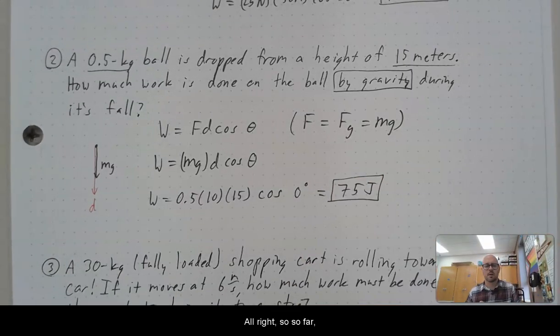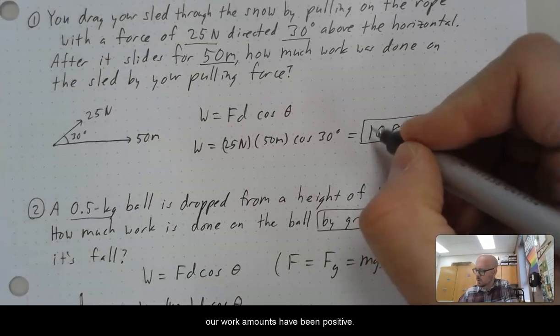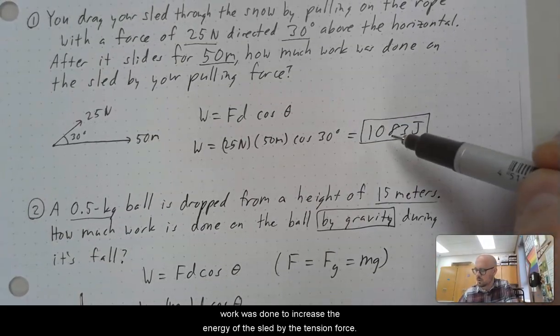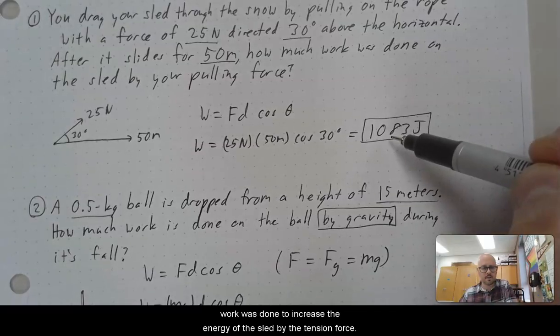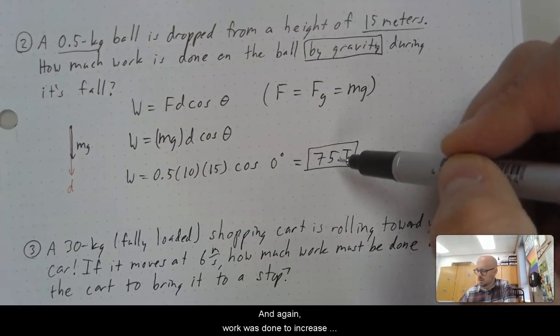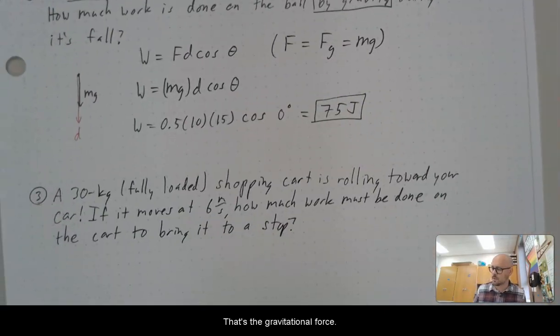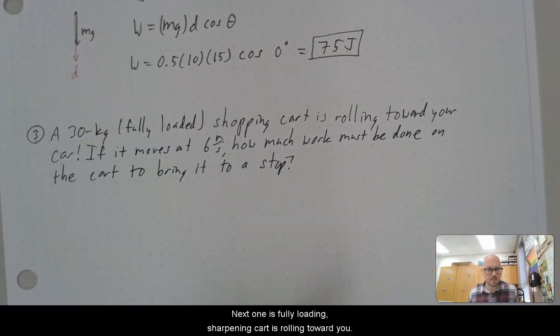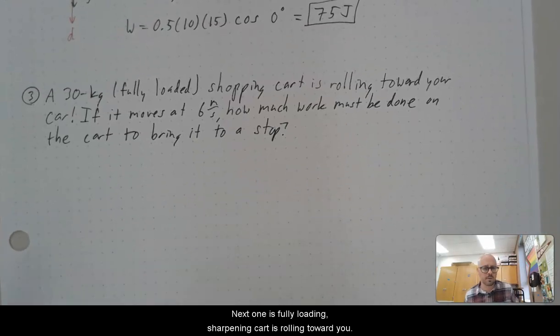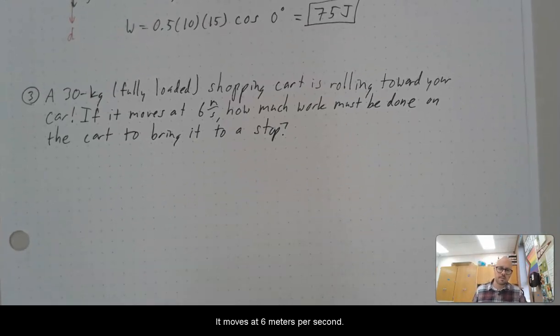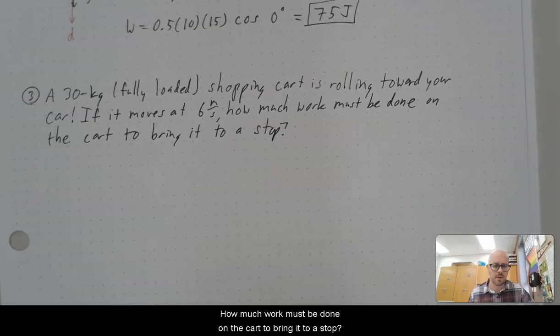All right, so so far, our work amounts have been positive. Like work was done to increase the energy of the sled by the tension force, and again, work was done to increase the energy of the ball. That's the gravitational force. Next one is a fully loaded shopping cart rolling toward you. It moves at 6 meters per second. How much work must be done on the cart to bring it to a stop?